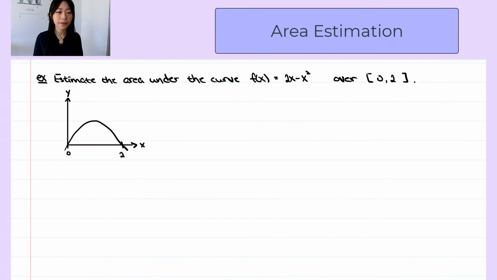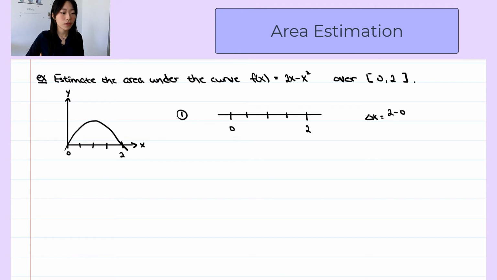Let's look at this example. I want to estimate the area under the curve 2x minus x squared over the interval 0 to 2. So we follow the 3 steps. The first step, we're going to split the interval into subintervals. I can split this into 4 equal subintervals. And the width of each rectangle is (2 minus 0) over 4. So each subinterval has length 1 over 2.